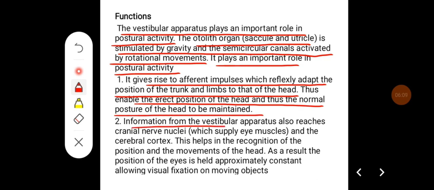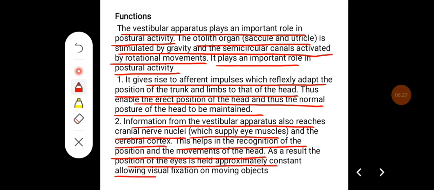The information from the vestibular apparatus also reaches the cranial nerve nuclei which supply the eye muscles, and the cerebral cortex. This helps in the recognition of the position and the movements of the head. As a result, the position of the eyes is held approximately constant, allowing visual fixation.